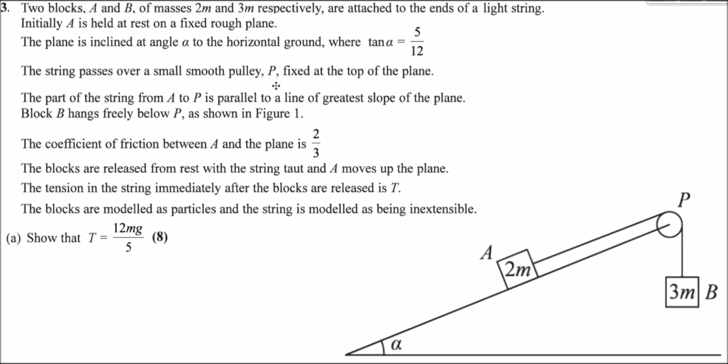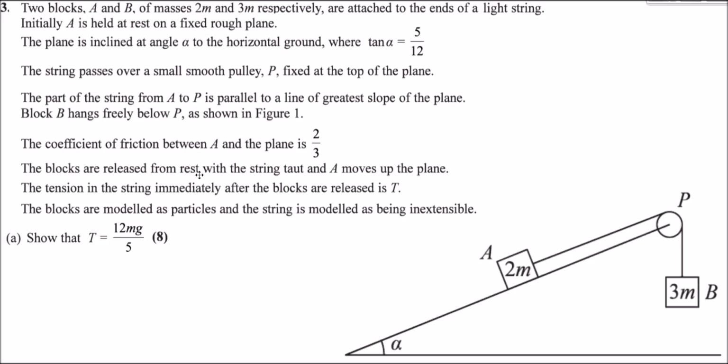The string passes over a smooth pulley P here, and the part of the string from A to P is parallel to a line of greatest slope of the plane. So this just means the string here is parallel to the slope. Block B hangs freely below P, like so, and this is figure 1. I've just not labelled it as such. The coefficient of friction between A and the plane is 2/3. In other words, this plane is rough, so friction is going to be involved.